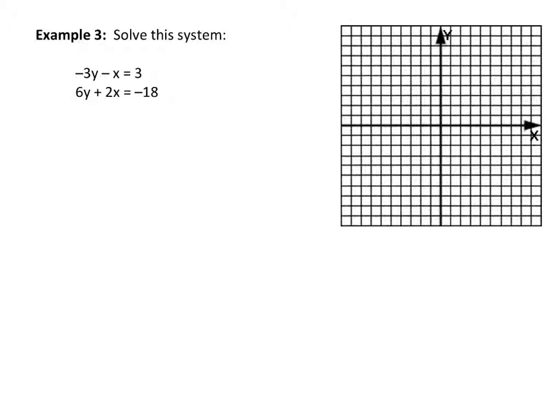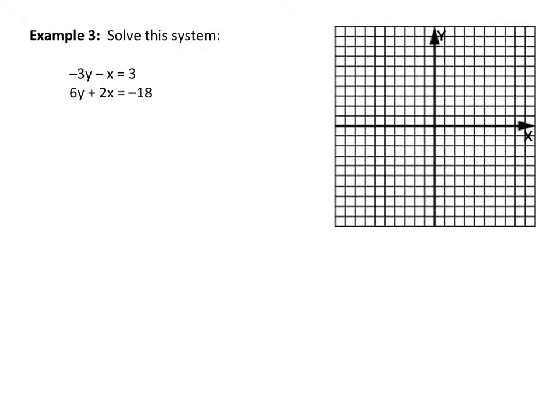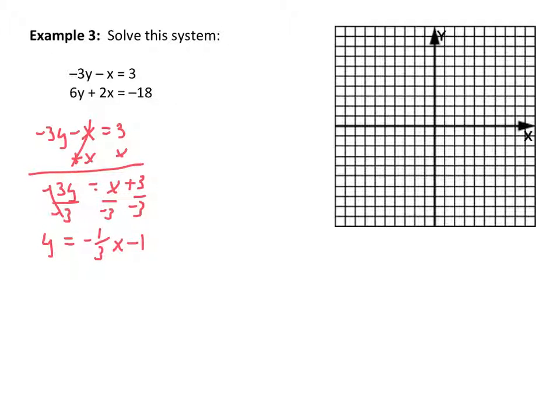With these two equations, we have to solve for y. They need to be in the correct form. So I'm going to start with the first one and just solve for y. And once I solve for y, then I can graph it. So I'm just going to add x to both sides, and I get negative 3y equals x plus 3, and then divide by negative 3. And so I get y equals negative 1/3 x minus 1.